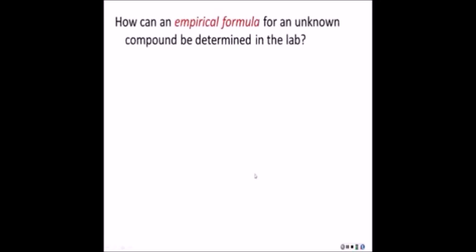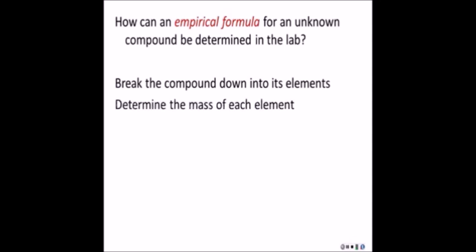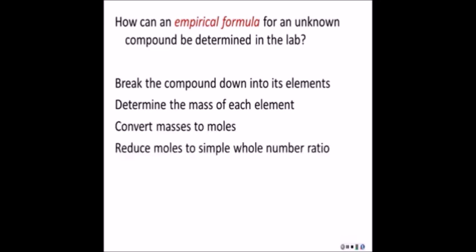So how can we find the empirical formula in the laboratory? Well, this is one way to do it. We would break the compound down into its elements if we started with the compound. Determine the mass of each element. Now, we also could do the opposite. If we just started with the elements, we could determine their masses and then make the compound. Either direction works. We convert the masses of the elements to moles, and then we're going to reduce the number of moles to a simple whole number ratio. And that whole number ratio is going to be our subscripts.